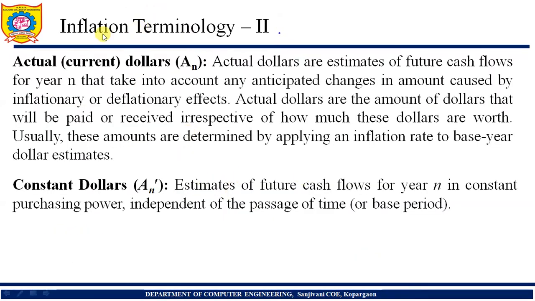Then we discuss the inflation terminology. There are two terminologies associated with inflation. The first one is actual or current dollar. The second one is constant dollar. The actual dollar or current dollar is the estimate of future cash flow for year N that takes into account any anticipated changes in the amount caused by inflation or deflation effects.